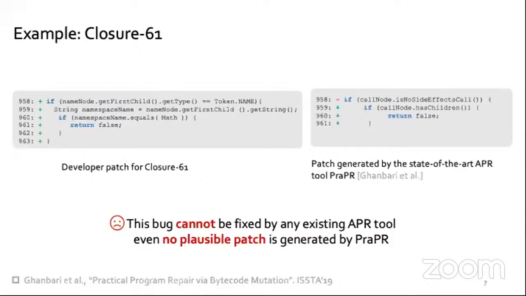For instance, there is an example from Fastjson. On the left side, there is a manual patch, and on the right side, there is one patch generated by the state-of-the-art APR tool Prapr. Fixing this bug requires multiple lines of modification, which is actually beyond the reach of Prapr and virtually any other existing APR tool. And in this case, even no plausible patch can be generated by Prapr.